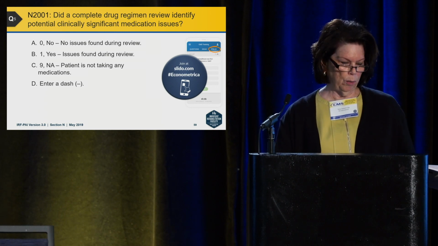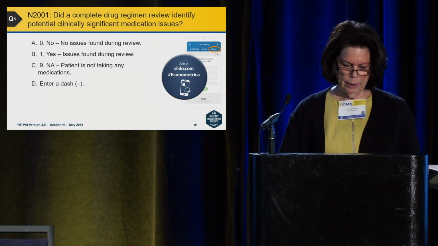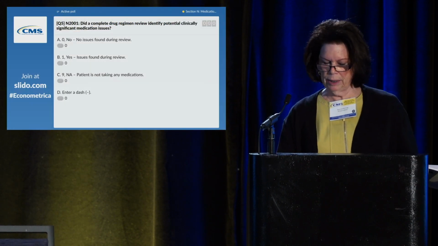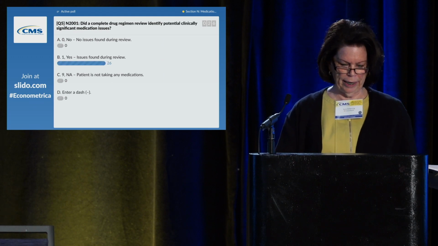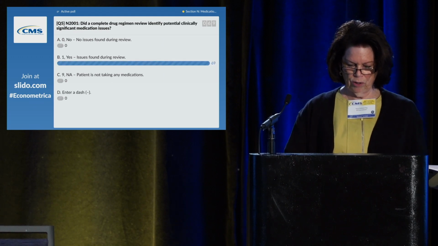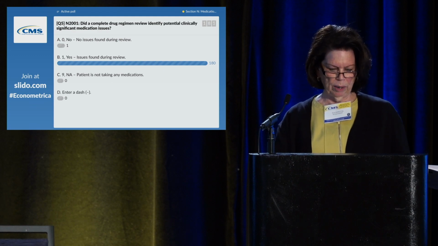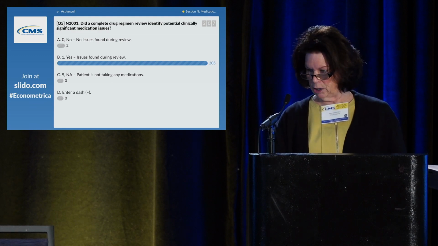So first you're going to code N2001. Did a complete drug regimen review identify potential clinically significant medication issues? You have the same response options as A, 0, no, no issues found, B, 1, yes, issues found, C, 9, not applicable, or D, enter a dash.